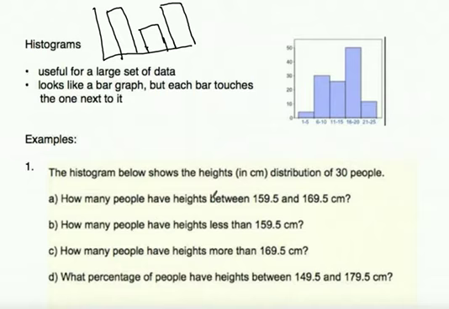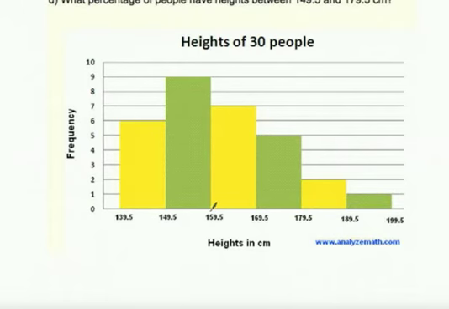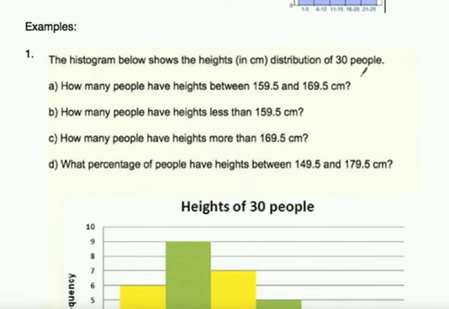All right, number 1 says the histogram shows the heights in centimeters distribution of 30 people. A says how many people have heights between 159.5 and 169.5. So we go and find where 159.5 and 169.5 are, and that would be 7. B says how many people have heights less than 159.5.